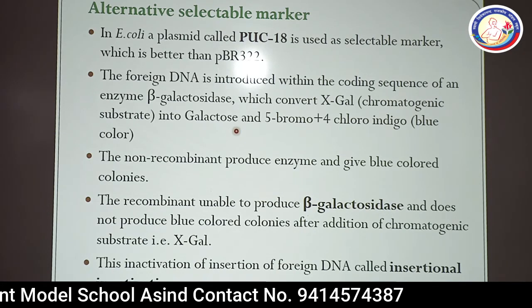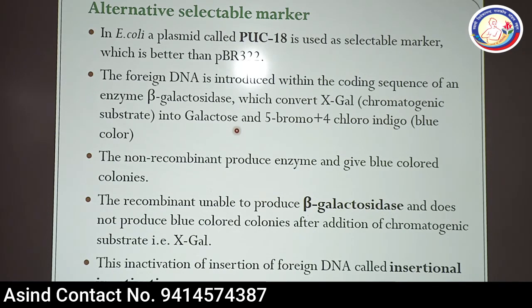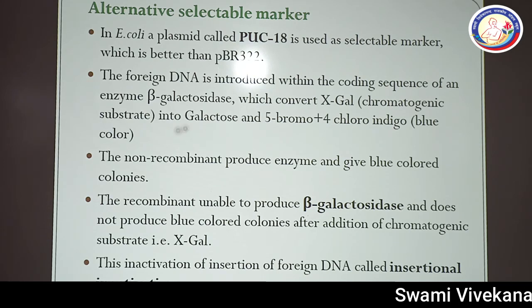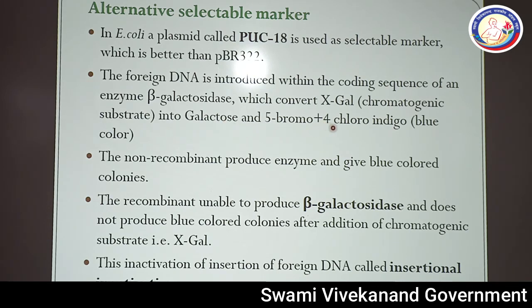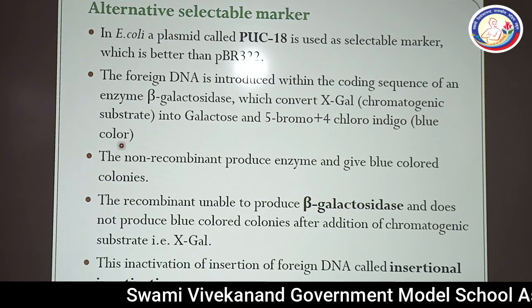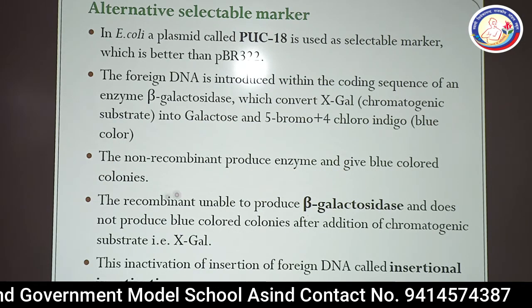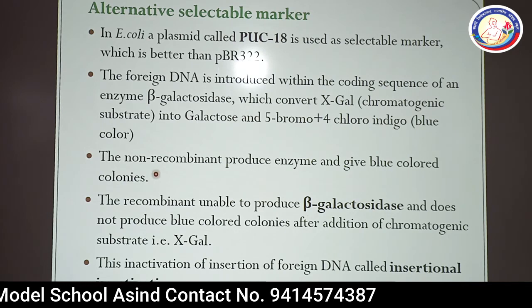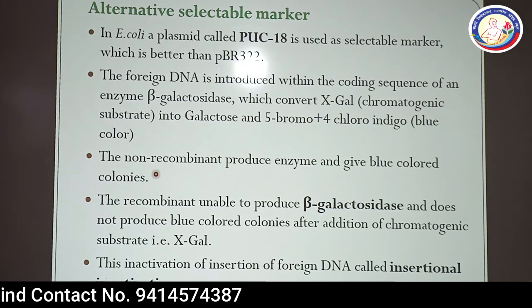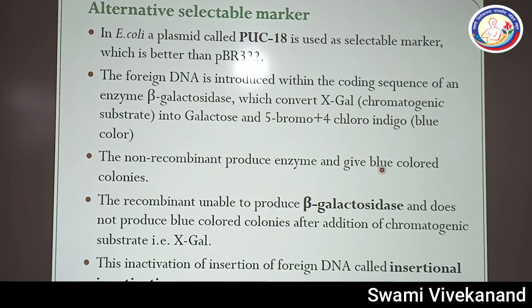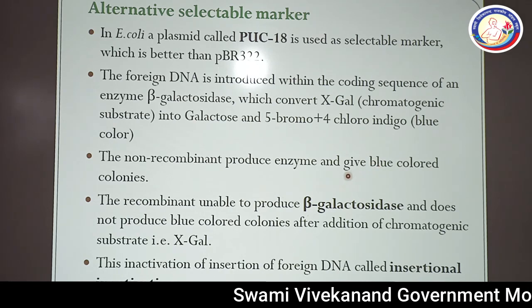The enzyme converts X-gal, a chromogenic substance, into galactose. Chromogenic substance means a substrate that gives a specific color. So into galactose and 5-bromo-4-chloro-indigo, a blue color. The non-recombinant produces the enzyme and gives blue colored colonies. So as we grow the bacteria, what will you see? In the Petri plate there will be two types of colonies. One is blue in color and the other one is colorless.